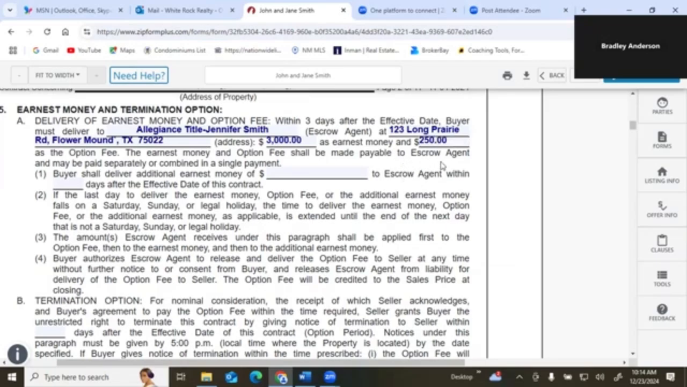And your buyer will make the check payable to the title company, not this person's name, but to the title company, for the total amount of the 3,000 plus the 250. Okay, so 3,250. Now, there are two things that I want to kind of take a step back and explain.